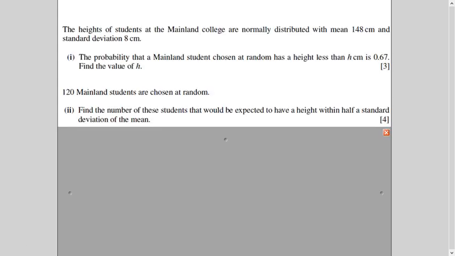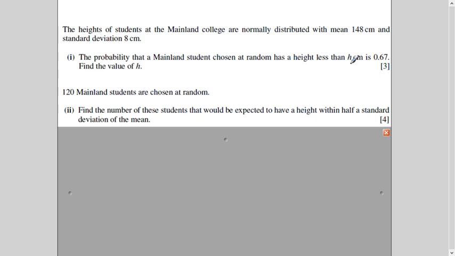So let's begin with the question. In this question, they're talking about the height of students at a mainland college, which is normally distributed with mean 148 centimeter and standard deviation 8 centimeter. And the probability that a student chosen at random has a height less than h centimeter is 0.67, meaning 67%. So you have to find that height. The number of students who have height less than that is 67%, right?